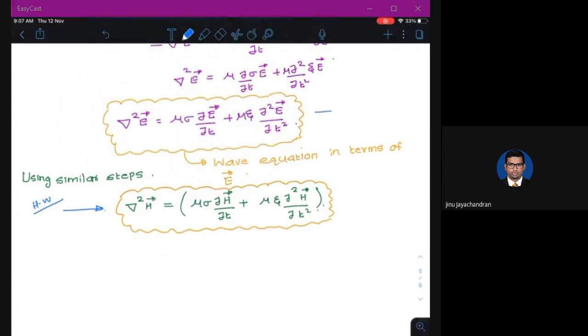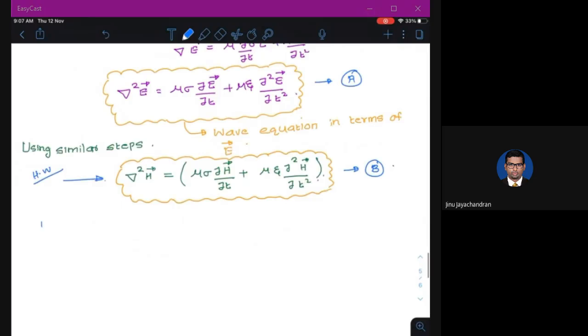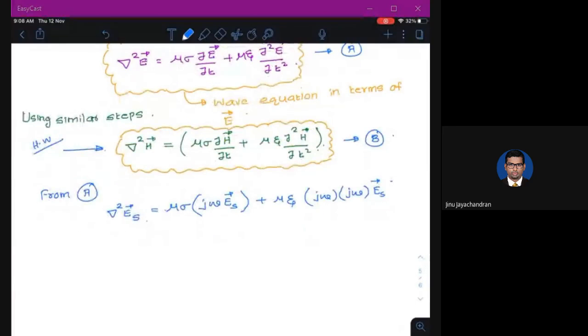So let me number this. Let's say this is A, this is B. Now from A, you can say del square ES, okay, is equal to mu sigma dou E by dou T will give you J omega ES plus mu epsilon dou square E by dou T square will multiply J omega twice because you are differentiating twice into ES.